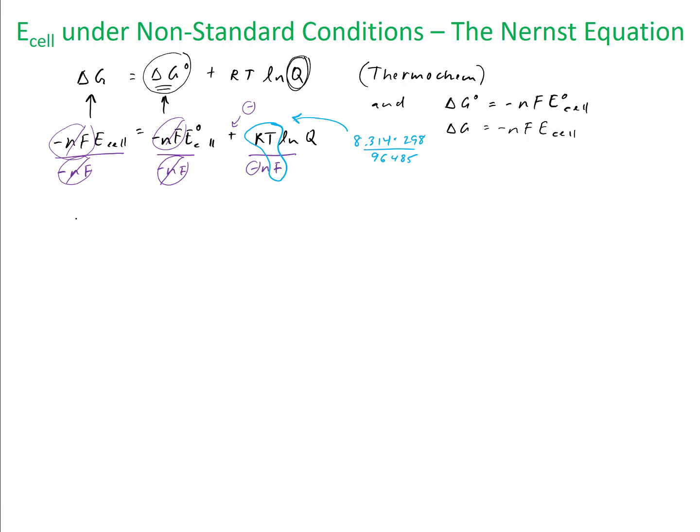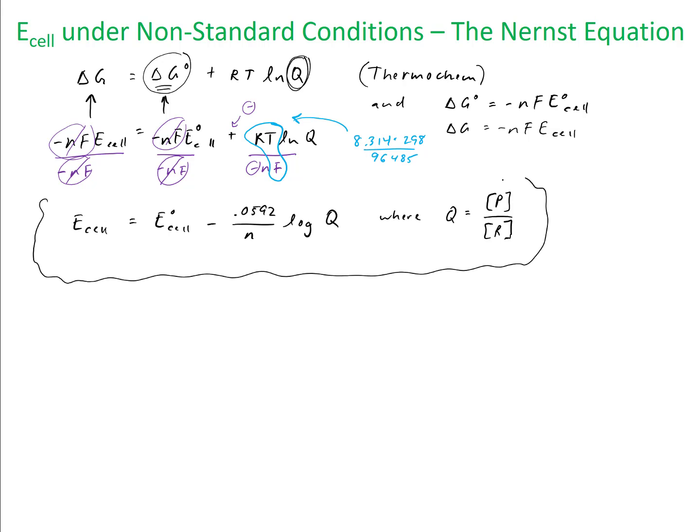So cleaning all this up, we get Ecell equals Ecell standard minus 0.0592 over n times the log of Q, where Q, if you remember all the way back to our equilibrium chapter, is just the concentrations of products over the concentrations of reactants. Okay, so this is the common way it's written.